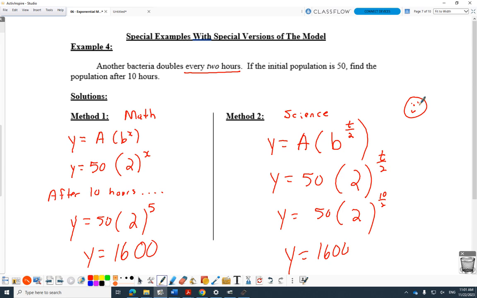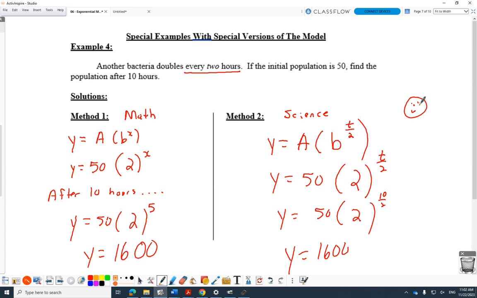Yeah? In fact, it's got a special name in the next box. It's called the doubling formula or the half-life formula. It works for half-life as well. So I want to highlight that specifically. And then do one more example, which is dinosaur bones.